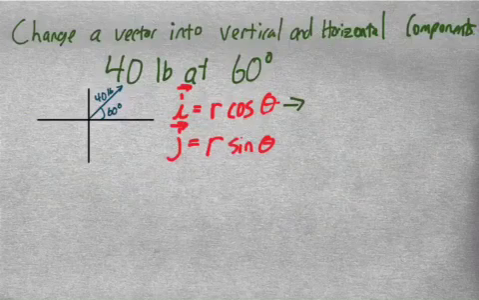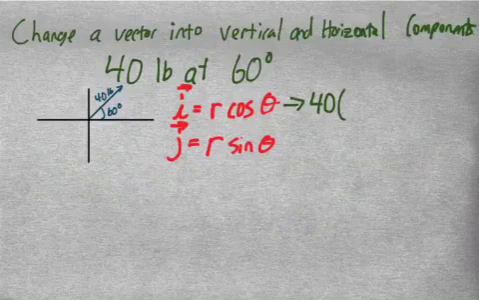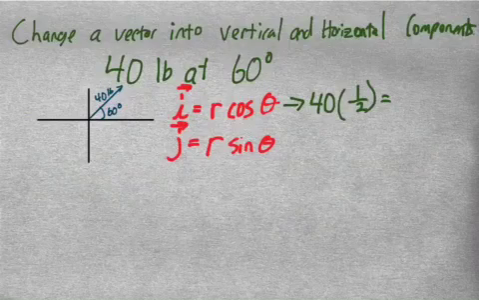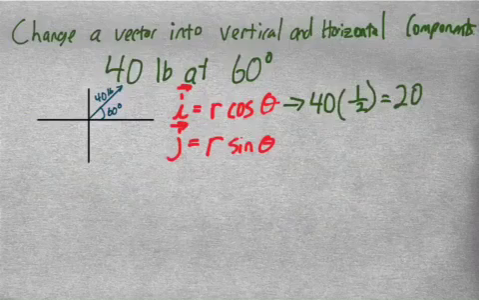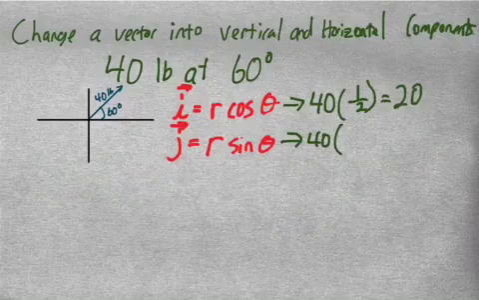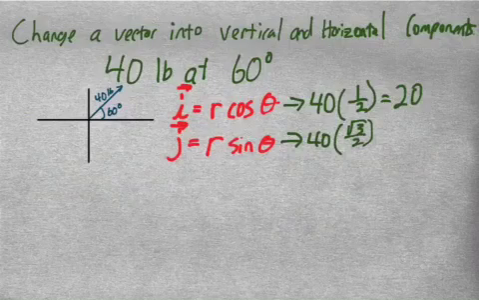So to work for the I component, it would be 40 times, and then we got to figure out what cosine of 60 is. I'm going to reference my unit circle, and cosine 60 is a half. And then 40 times a half would be 20. Doing the same thing for our J component, we know that we do 40, and then looking off the unit circle, we can say sine of 60 is root 3 over 2. And then when I multiply that, I'm going to get 20 root 3.